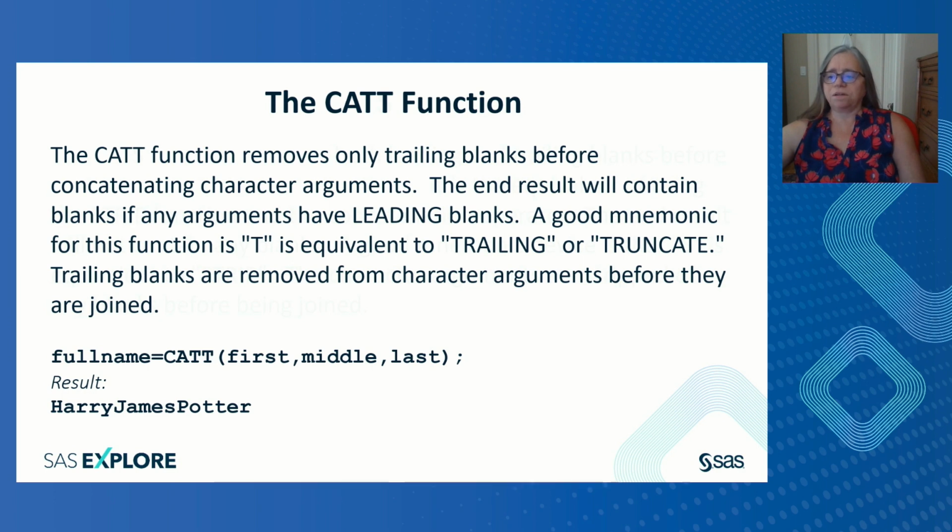The CATT function removes only trailing blanks before concatenating character arguments. The end result will contain blanks if any arguments have leading blanks. A good mnemonic for this function is T is equivalent to trailing or truncate. Trailing blanks are removed from character arguments before they are joined. Again, the syntax is identical to the CAT function, replacing CAT with CATT, but leading blanks will remain in the result. We will see an example of using CATT in our real-life examples coming up.